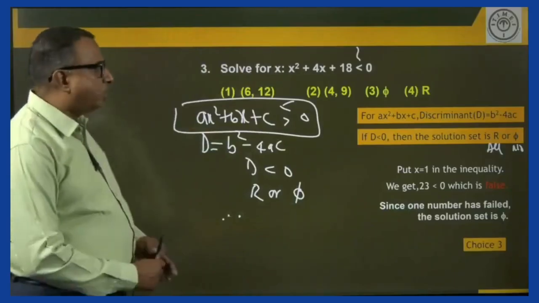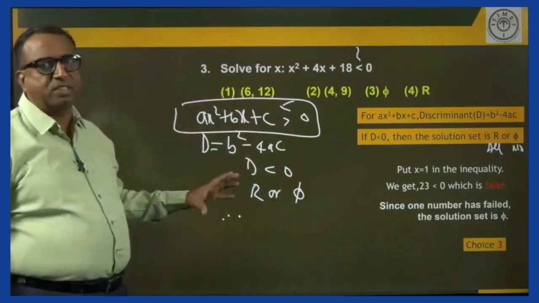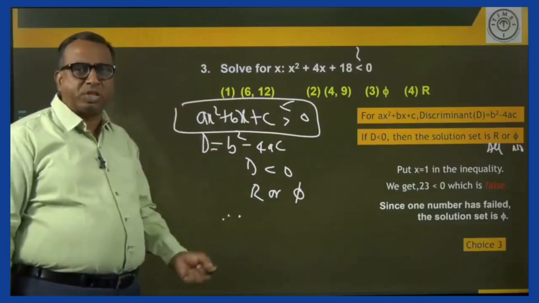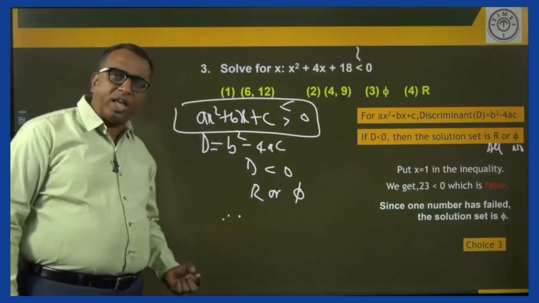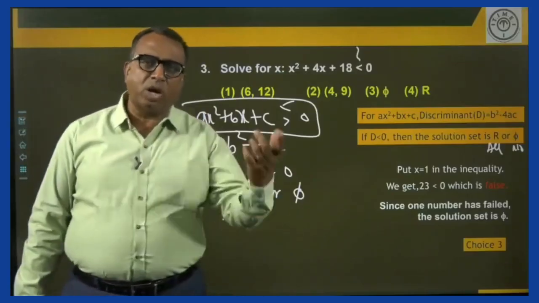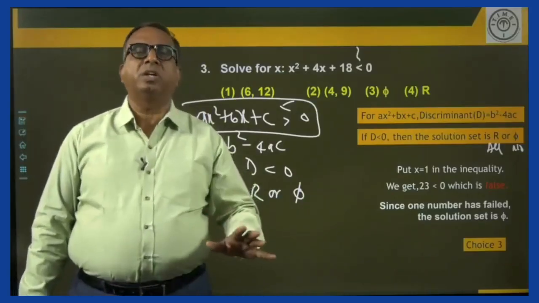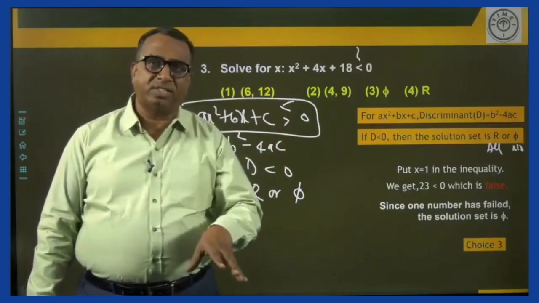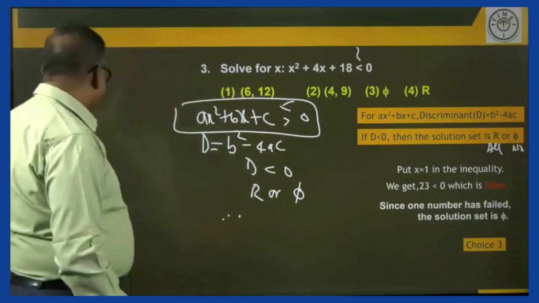Very important, students. Whenever discriminant is less than 0, you get either all numbers or no numbers as the solution. ఒక number substitute చేసి చూడండి. ఒక నంబర్ వర్కౌట్ అయితే అన్ని నంబర్స్ వర్కౌట్ అవుతుంది. ఒక నంబర్ ఫెయిల్ అయితే ప్రతి నంబర్ ఫెయిల్ అవుతుంది. If one number works, every number works. If one number fails, every number fails. That was about question number 3.